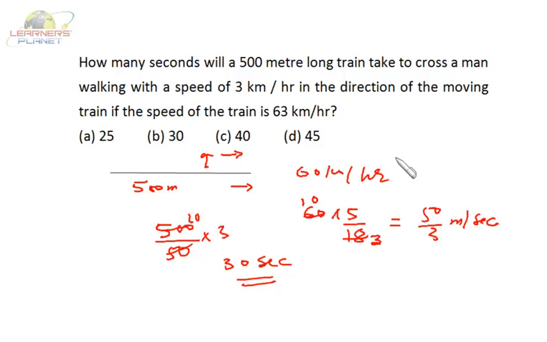If both the bodies, the train and the person, are moving in the same direction, then the relative speed will be the difference of their speeds, and if they are moving in opposite directions, then the relative speed will be the addition of their speeds. Okay, now let's take the other question.